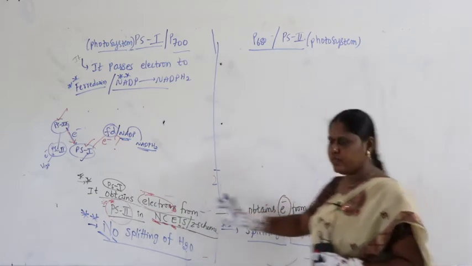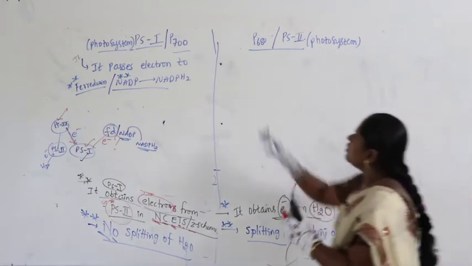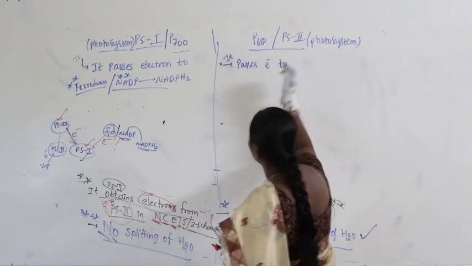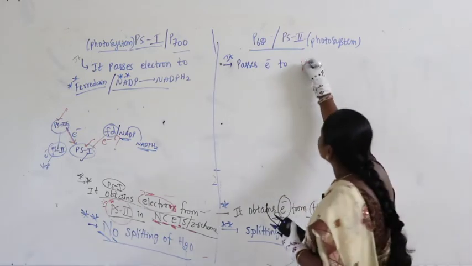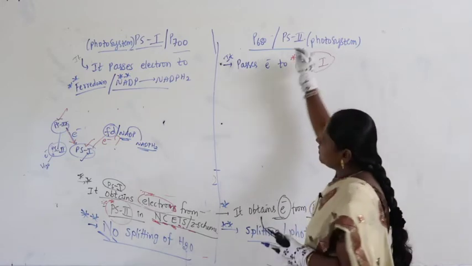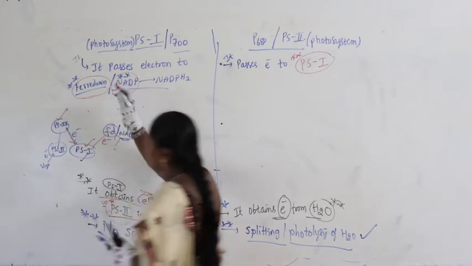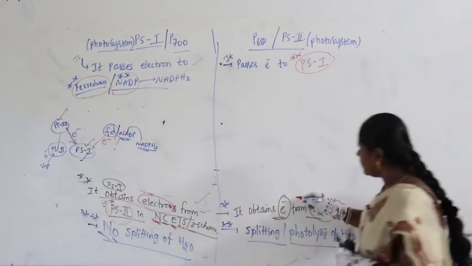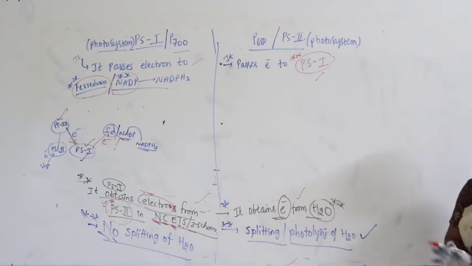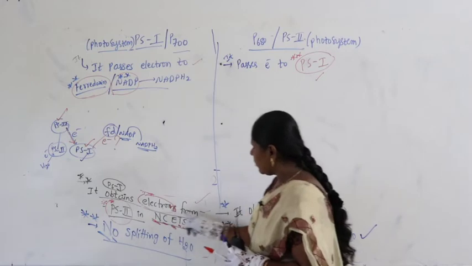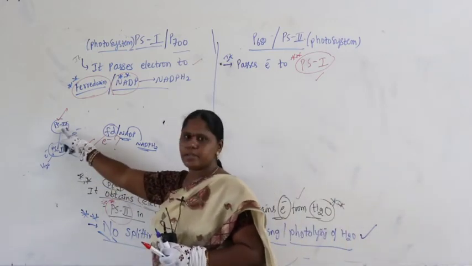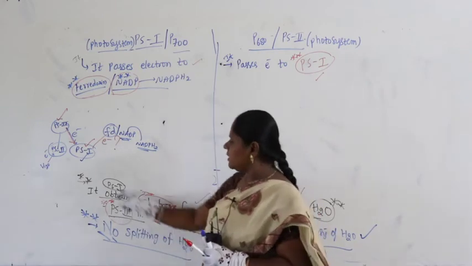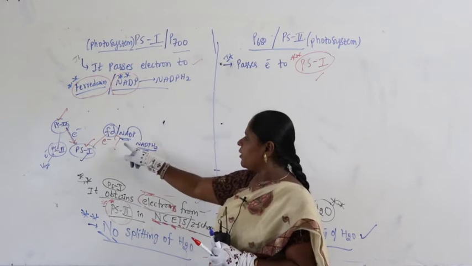See guys, most of the people have a confusion here. That's why I repeated this. Now answer this question. Whenever a question comes that PS2 passes its electron, to whom does it pass? It passes its electron to PS1. Very, very important. Here it passes its electron to ferredoxin or NADP+. I hope you got very clear differences between this point and this point. Again, I say PS1 obtains its electrons from PS2, and then passes its electron to ferredoxin or NADPH2. Very, very, very important.